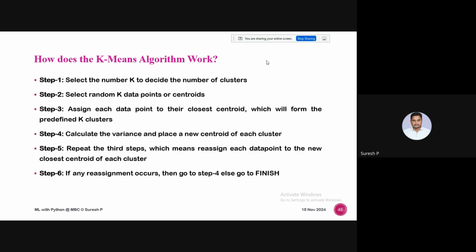Then calculate the variance and place a new centroid for each cluster. Then repeat the third step, which means reassign each data point to the new closest centroid of each cluster. Once the new centroid has been calculated, again we have to calculate the new centroid point using the other data points in the cluster. If anything has to be changed, that has to be done. If any reassignment occurs, then go back to step 4, else we finish.